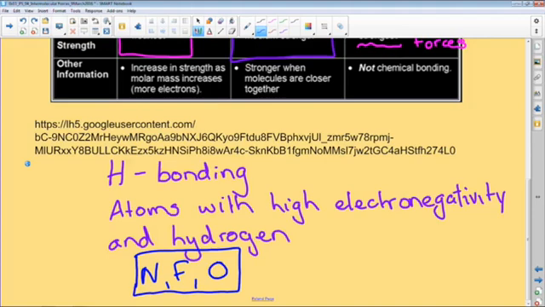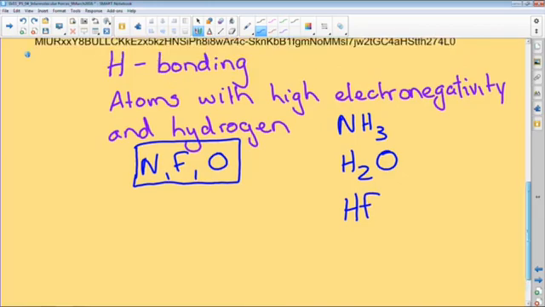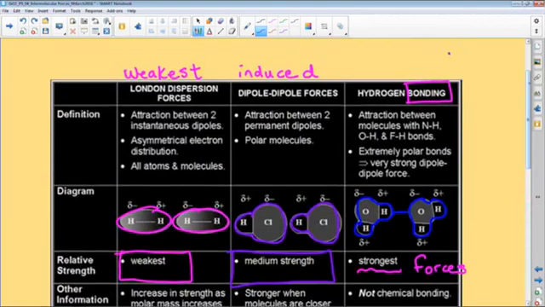That being the case, which substances are you likely to find hydrogen bonding in? You're definitely going to find it in ammonia. You are certainly going to find it in water, and you will also find it in hydrogen fluoride. So hydrogen bonding, even though it is inaccurately named, is our strongest intermolecular force. Remember, IMF is intermolecular force, with our London forces being our weakest.